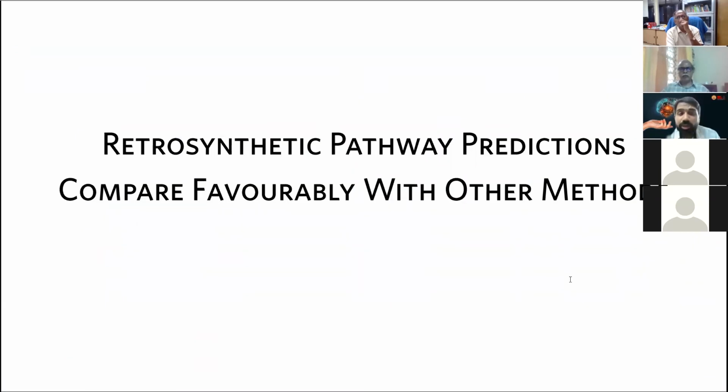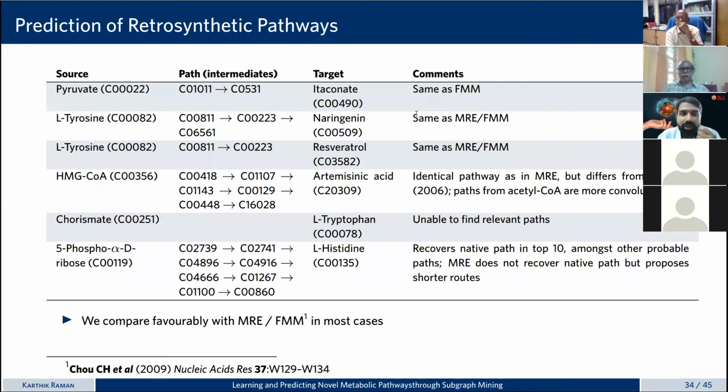We also looked at what are known as retrosynthetic pathways. Retrosynthesis is basically trying to find pathways to novel molecules. Say, can you find a pathway to a commercially important molecule like resveratrol or the anti-malarial drug artemisinic acid, or even simpler things like tryptophan and histidine? We find pathways that are very similar to what is already known in nature or predicted by other tools and in literature and so on. But most importantly, that is not the strength of our method.